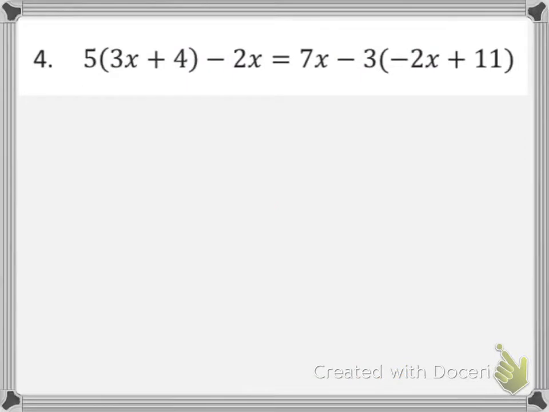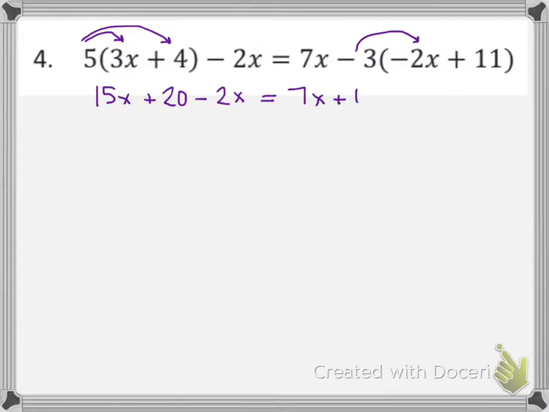Number 4. Distributive property. Should be getting the hang of this. 5 times 3x is 15x. And then a 5 times a +4, that's a +20. Minus 2x. Equals, on the right side, 7x. Then we have a -3 times a -2x, that's a +6x. And then we have a -3 times a +11, that's a -33.